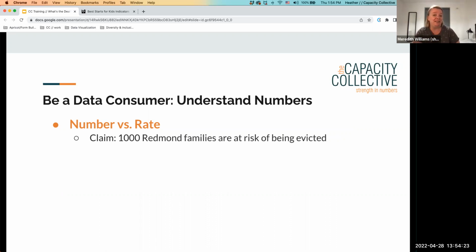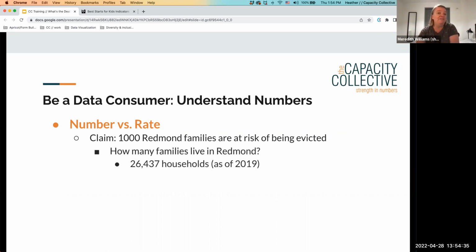So what if then, let's look at this differently. What if it were 1,000 Redmond families? That's where my family lives. So I'd be curious about that. And so I did the same search, did a quick Google search. How many families live in Redmond? Well, it's about 26,000 households. It's a very different number than when you're talking about Seattle.